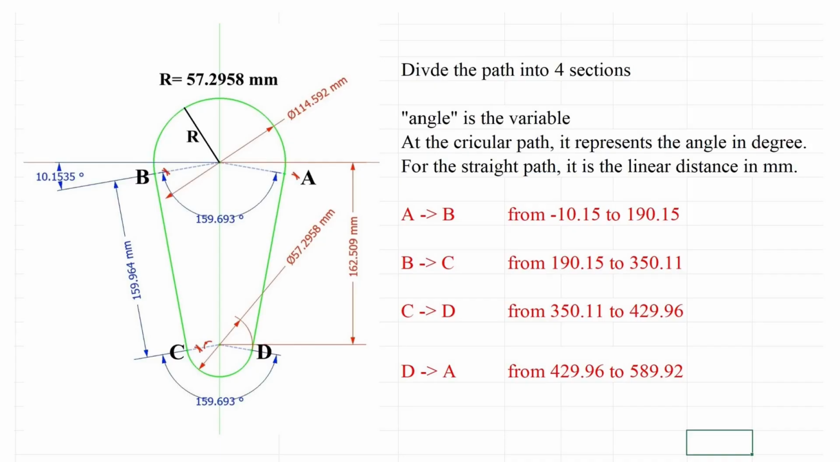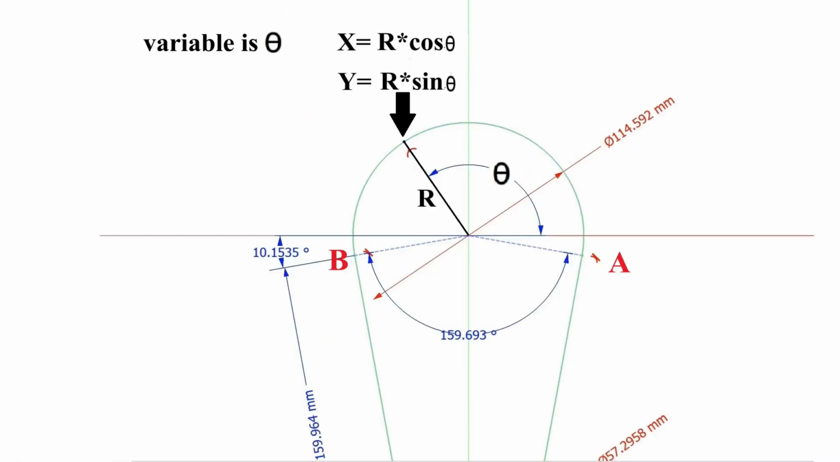From point D to point A, add 159.96 millimeters to 429.96, which is equal to 589.92. From point A to point B, when the angle is smaller than 190.15 degrees, X position is radius times cosine, variable. Y position is radius times sine, variable.